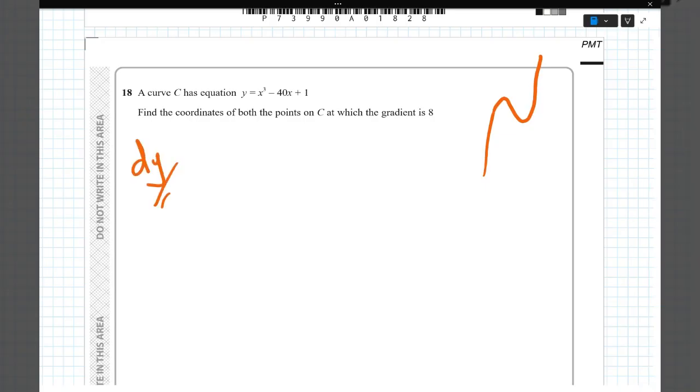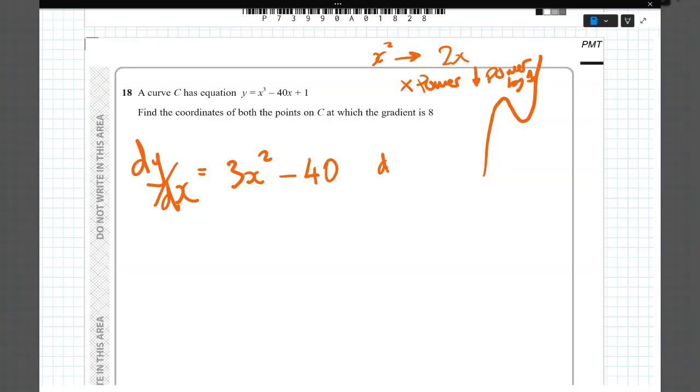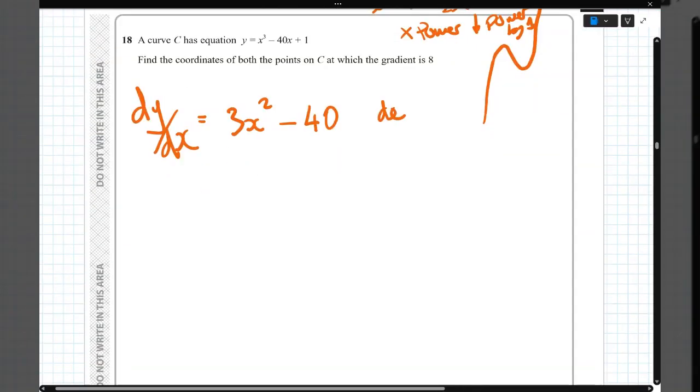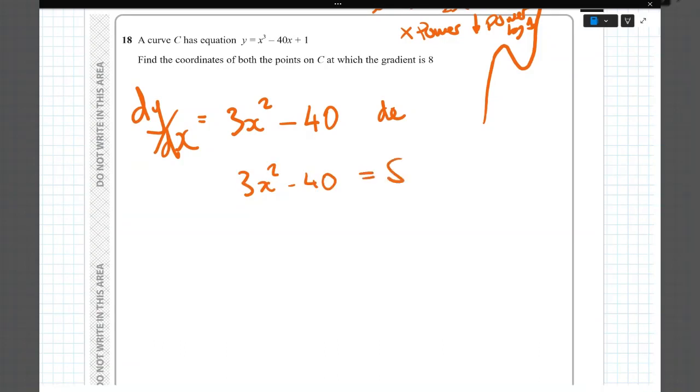So dy by dx will equal, and I always tell myself x squared differentiates to 2x. So you multiply by the power and then drop the power by 1. So 3x squared take away 40 with respect to x. So we now need to make this equal to 8 in order to solve it. 3x squared is equal to 48. x squared is equal to 16, and x is equal to plus or minus 4.